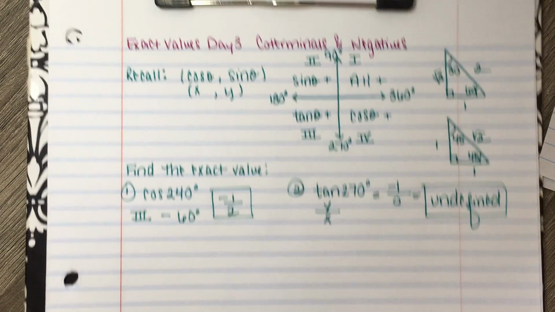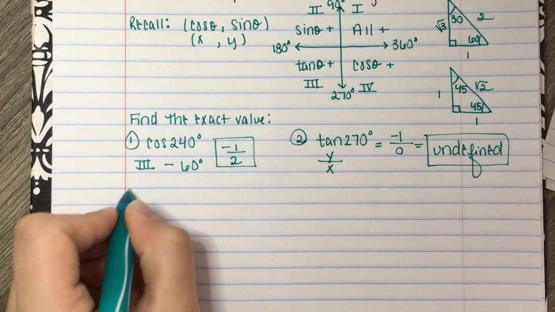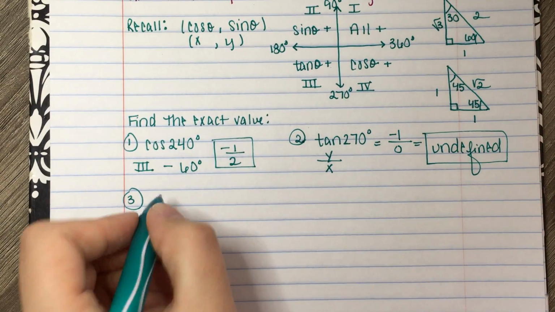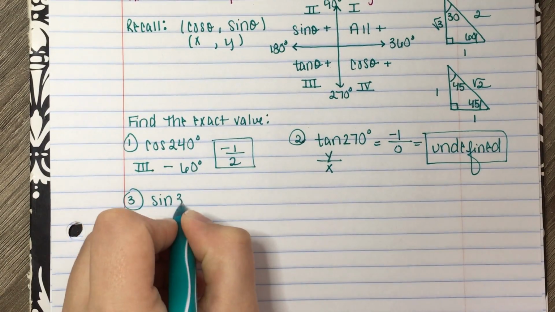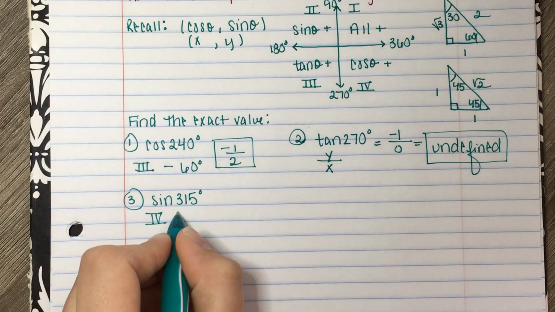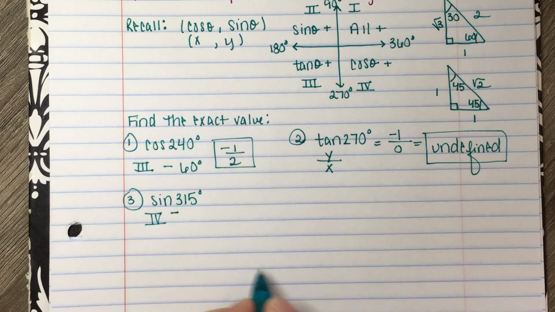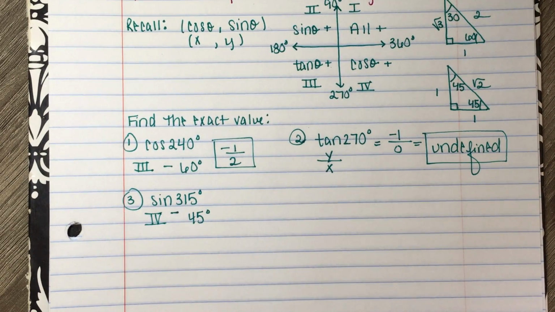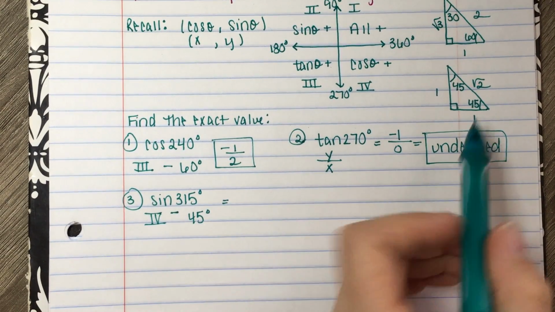And then we'll just do one more. We're going to do sine of 315 degrees. Take a look at your unit circle. 315 degrees is in quadrant 4, where cosine is positive, sine is negative, and it's 45 degrees away from the nearest x-axis. And then we do sine of 45 degrees.